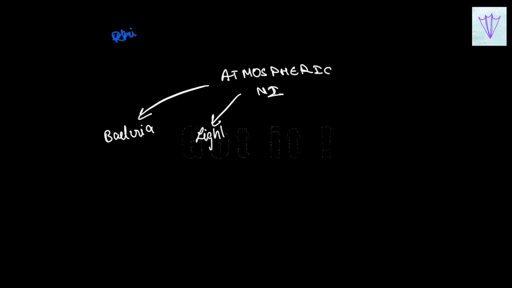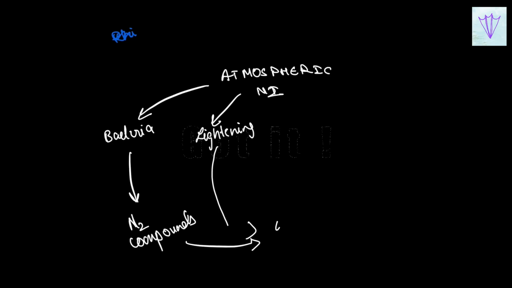First we have the atmospheric nitrogen. This nitrogen is fixed by bacteria and blue green algae, and it is also fixed by lightning. Then the bacteria fix the nitrogen into nitrogenous compounds like nitrites, nitrates, and many more. And then these compounds of nitrogen go into the soil.